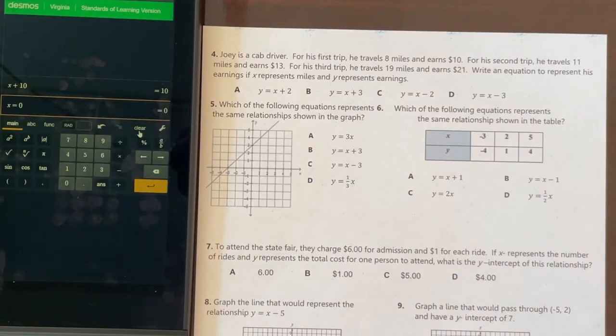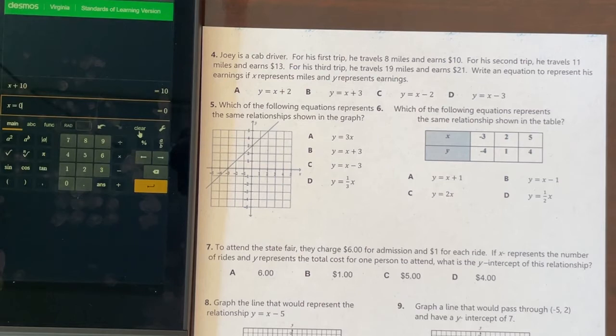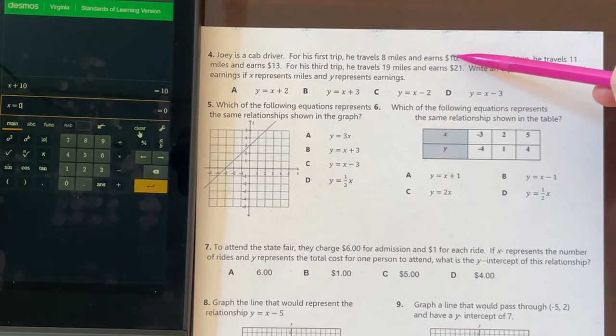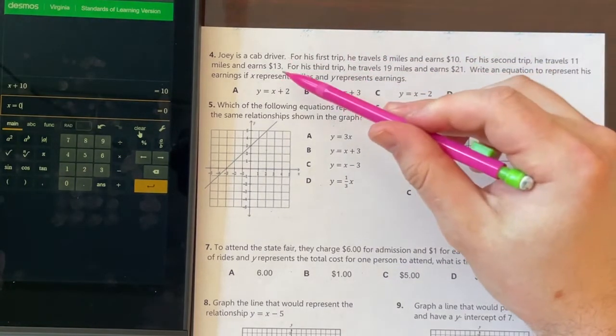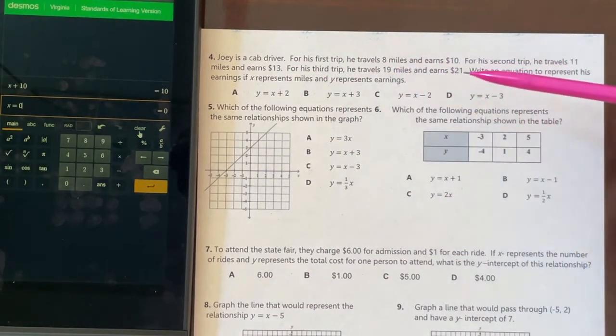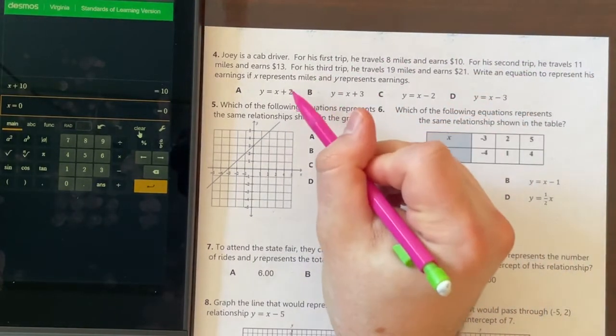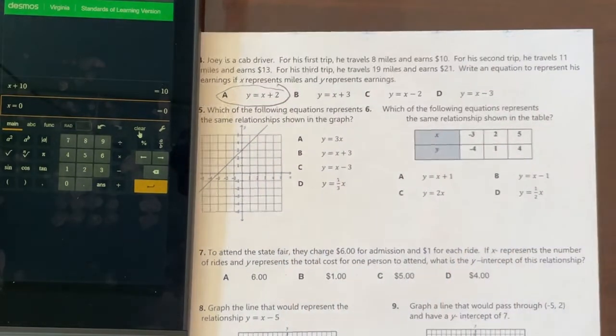For number 4, it says Joey is a cab driver. For his first trip, he travels 8 miles and earns $10. For the second trip, he travels 11 miles and earns 13. So what is going to be that equation? So we have 8 plus 2 is 10, 11 plus 2 is 13, 19 plus 2 is 21. Again, you get multiple ways you can do that, but super simple.